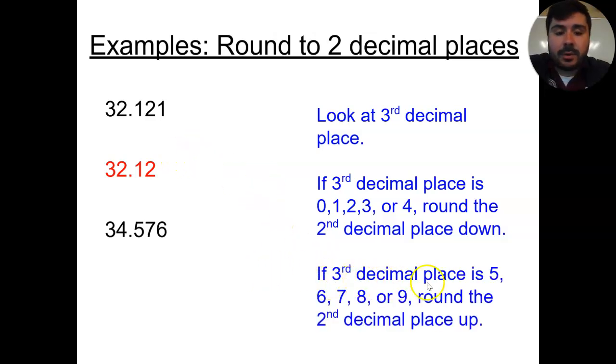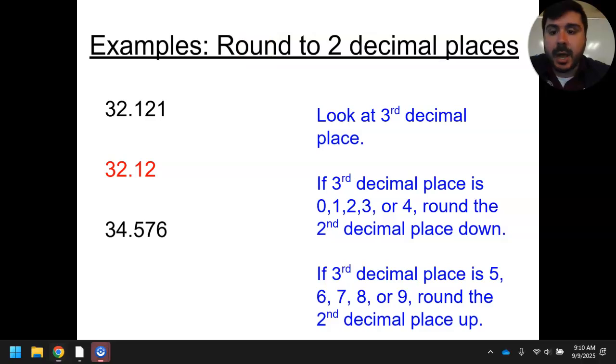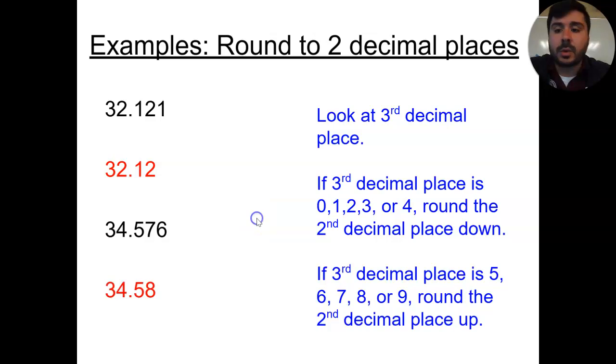Next up here, if the third decimal place is either a 5, 6, 7, 8, or 9, you're going to round up that place, right? So in this case here, guys, we want to keep this 7, that is our second decimal place, and we're going to use the 6 to try and round it, right? 6 is well within that range of being either a 5, 6, 7, 8, or 9, so therefore we are going to round up the 7. The 7 is going to become an 8, so our new number is 34.58.